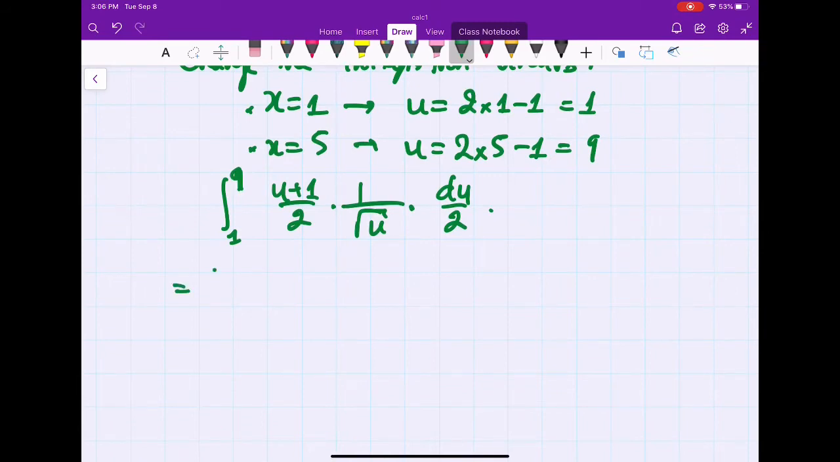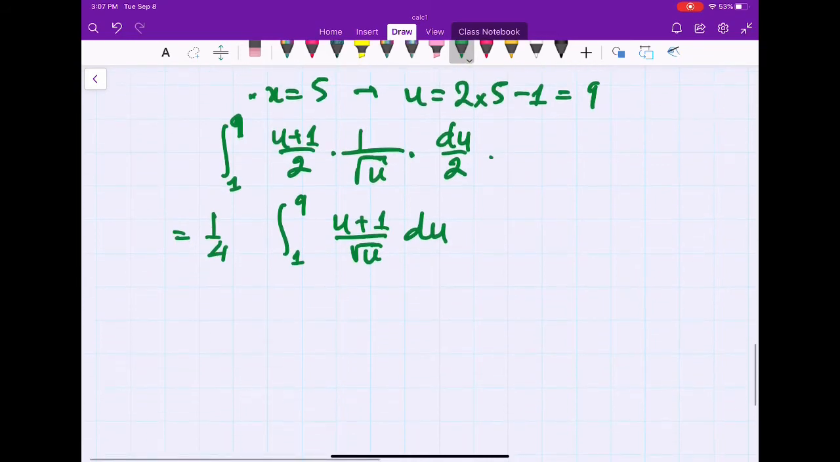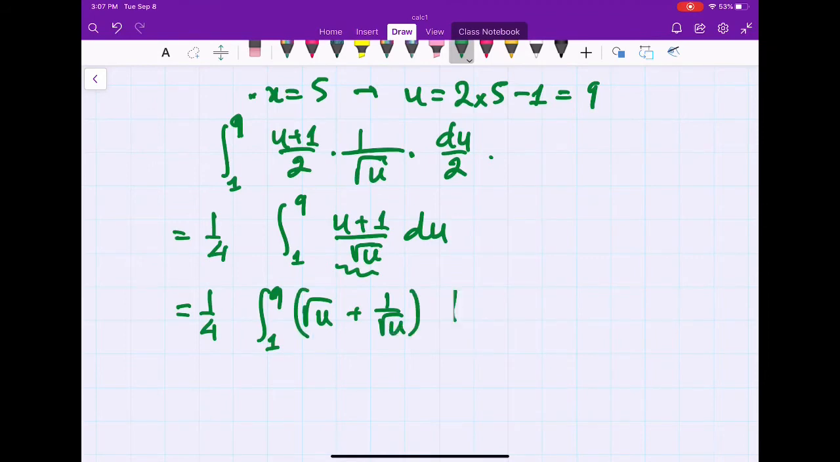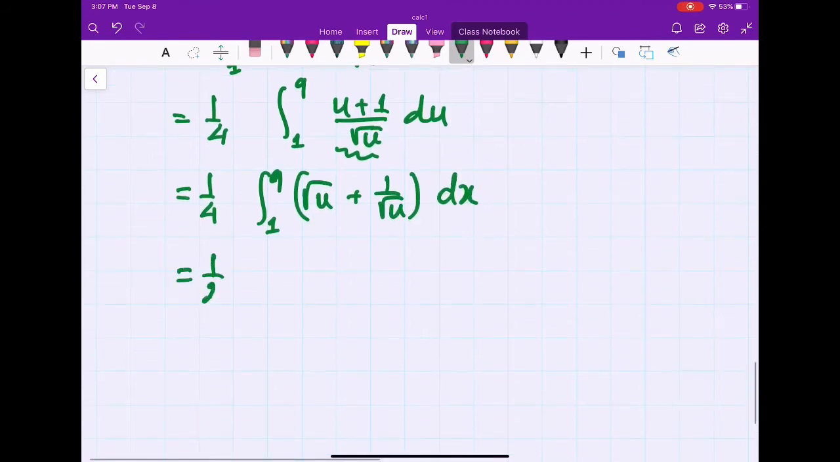So I take 1/4 out, okay? I have the integral from 1 to 9 of u plus 1 over square root of u du. I think we saw some integrals like that before. Now, because we break this function into two functions, right? You get the integral from 1 to 9 of the square root of u plus 1 over square root of u du. And square root is power 1/2, right? And here is power negative 1/2. Evaluated from 1 to 9.